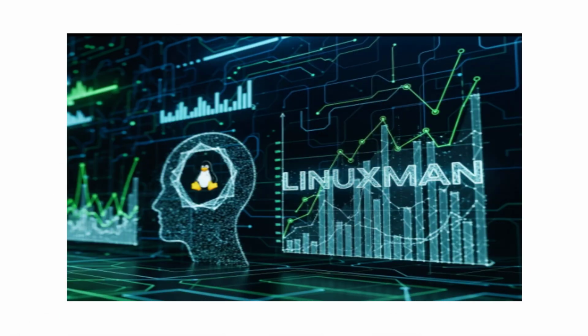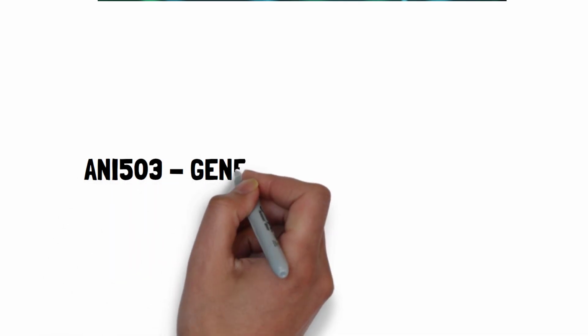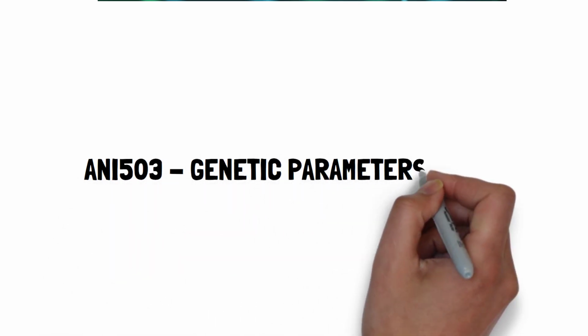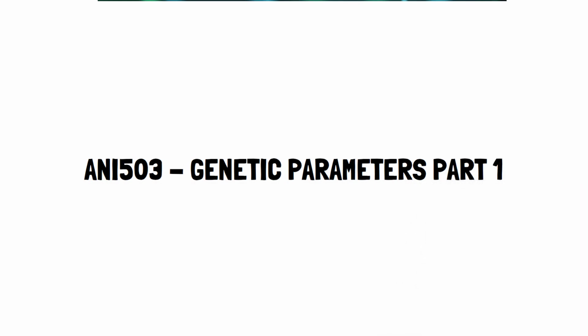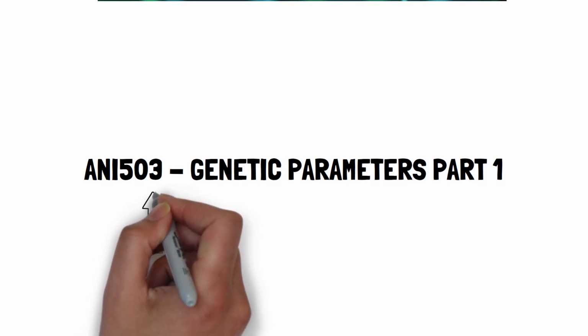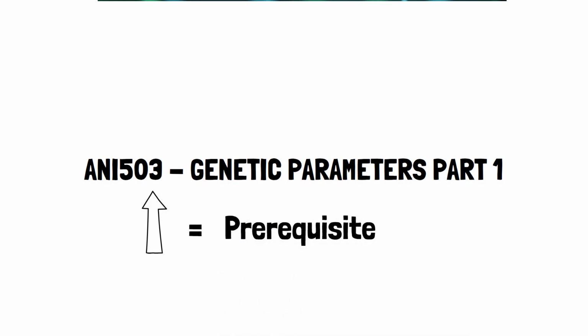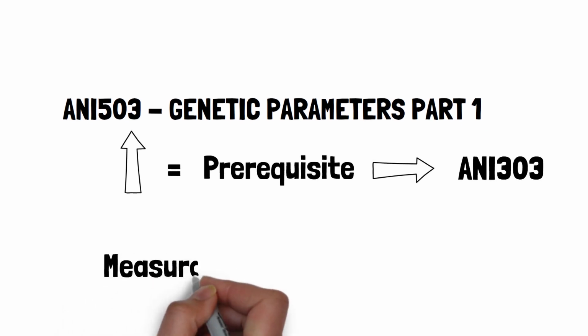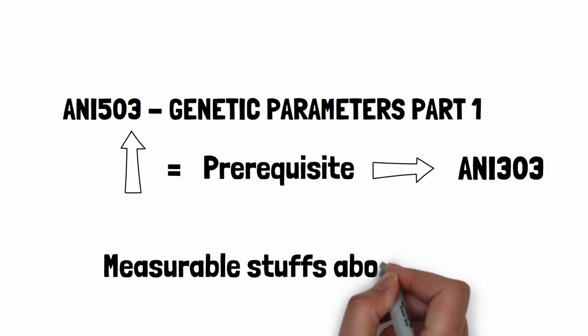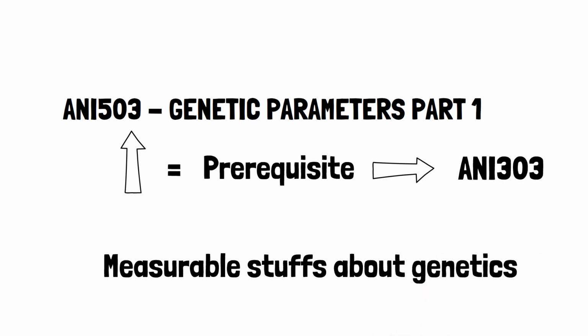Today I'd like to discuss one of our courses titled ANI 503, that is Applied Animal Breeding. This work is dedicated to my friends, classmates and special people. Okay, now to begin. Remember that it was said that this course is a prerequisite of the previous UG3 ANI 303, that is Animal Breeding and Genetics. The course started by outlining genetic parameters, which I think are those measurable stuffs about genetics, predictable ones inclusive.